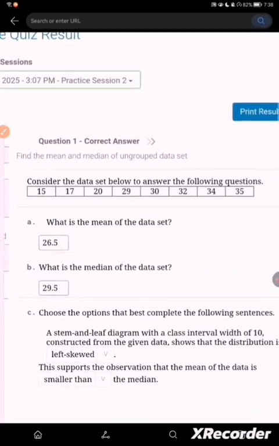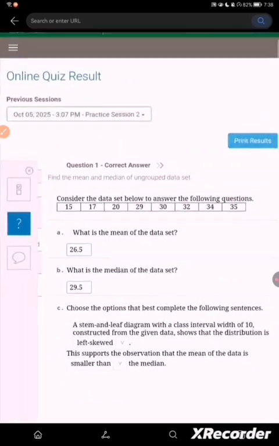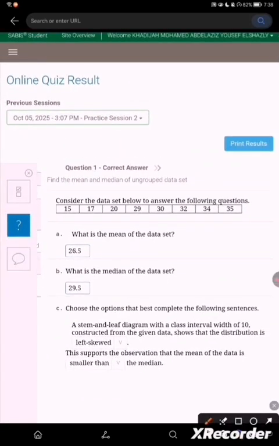Okay, so starting with question number 1, part A. They gave you 8 numbers in this data set and they want you to find the mean. Now I think we all know how to find the mean, but in case you don't, here is the formula that you're supposed to use. So it's m is equal to 1 over n summation of x.